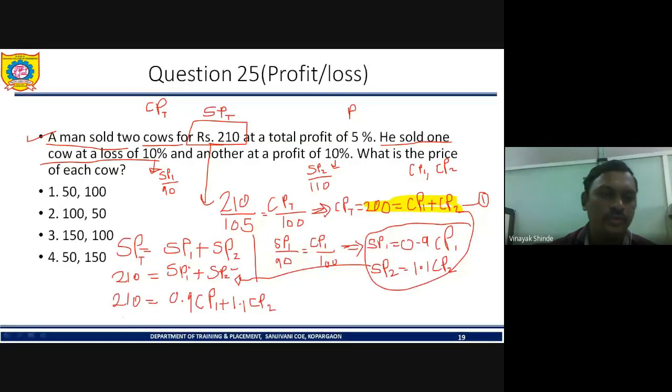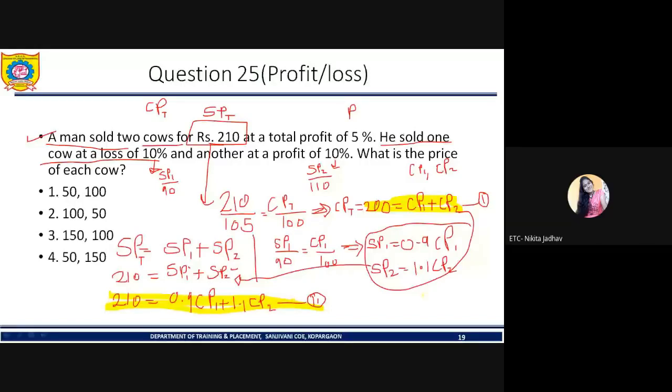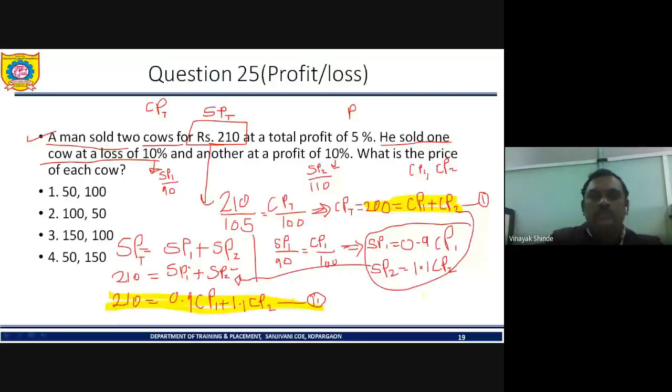Now you have two equations and two unknowns. Calculate those values. So the equations are highlighted. Solve those equations, and you will get CP1 and CP2. So 50 and 150. Hope you have understood this question clearly. Yeah, so many students got the answer as 50 and 150.